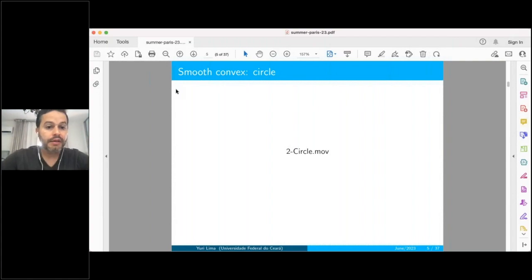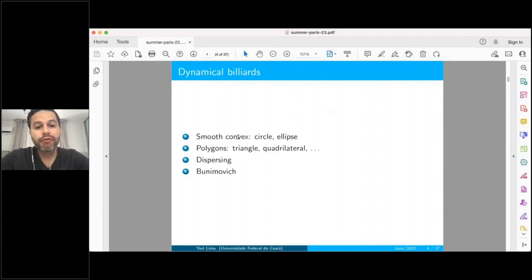And circles have a very simple family of caustics, which is exactly all the concentric circles with respect to the original table. So this behavior actually tells us that if you want to analyze the trajectories of the points and directions in this circle billiard, it's very simple because they get confined to some particular regions, always being tangent to a particular concentric circle. And actually, this is not a particular feature of the circle. It's a feature of all the smooth convex billiards.